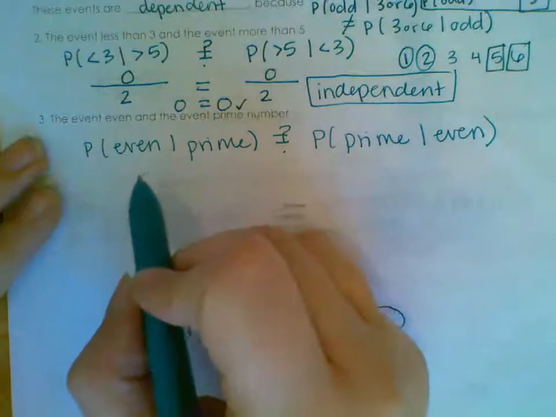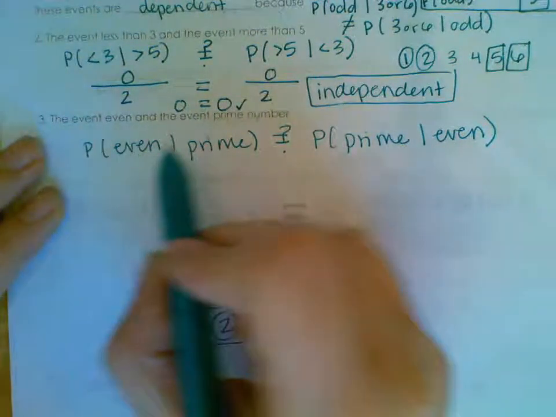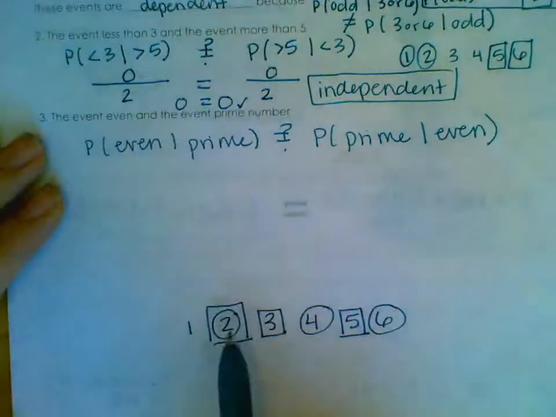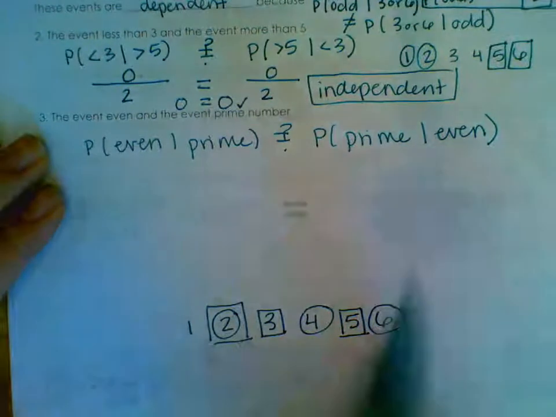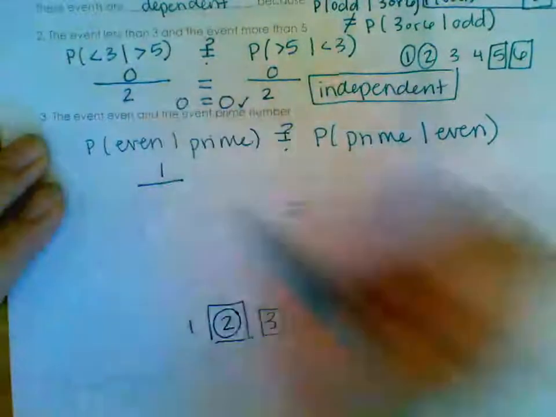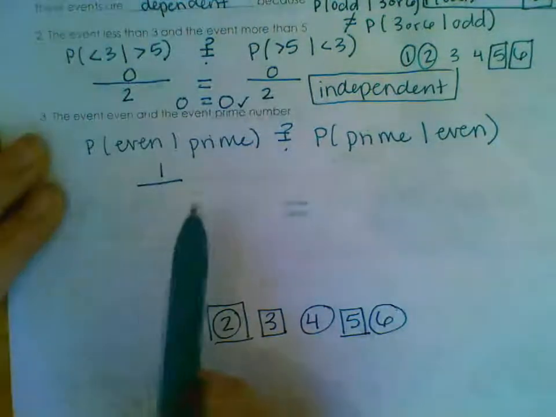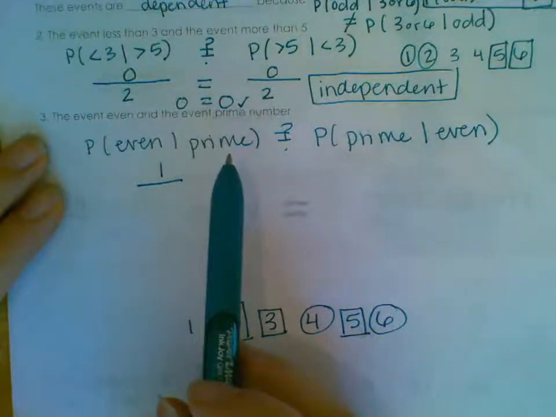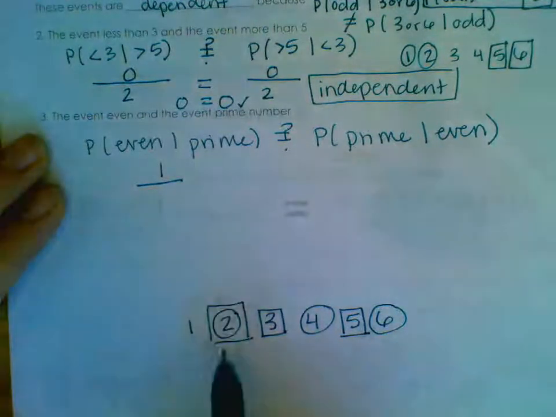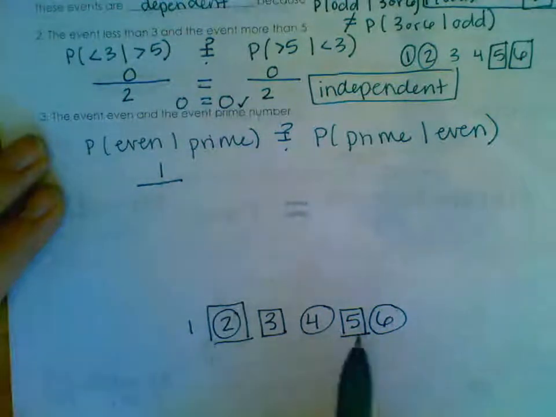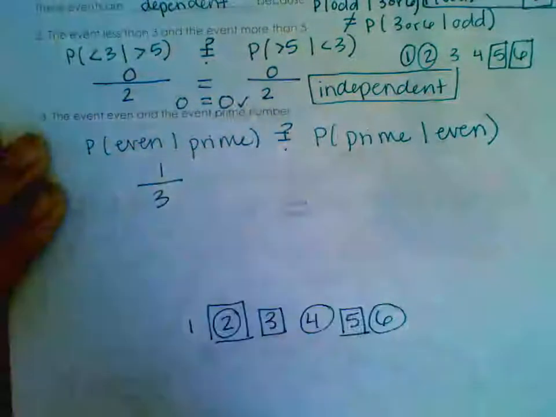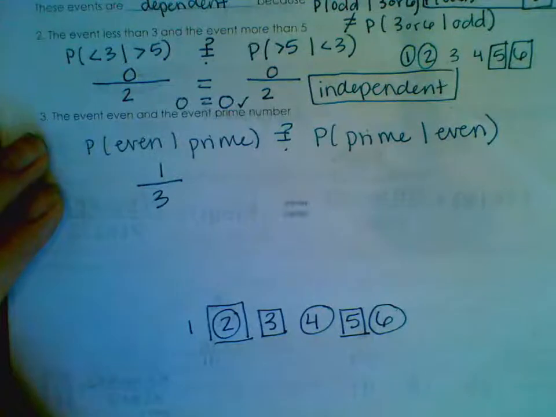So remember, we put our and on top. How many numbers are even and prime? The only number that we circled and boxed is the number 2, so that's 1 on the top. Over, in this case, we want to put prime on the bottom. How many numbers are prime? We boxed 1, 2, 3 numbers, so 1/3.